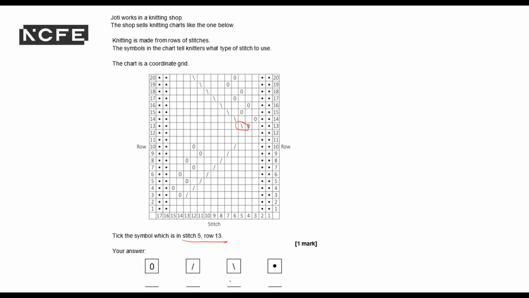On a paper-based paper, I can just tick. If this was in an online assessment, rather than saying tick, it would just ask you to select, and you'd be able to select. A common learner error is to read XY coordinates the wrong way round. So always the first coordinate is the one that goes across, and then the second coordinate is the one that goes up or down. However, by using the words stitches and rows, we're not having to worry about that here. We'll take a look at that in a later question.